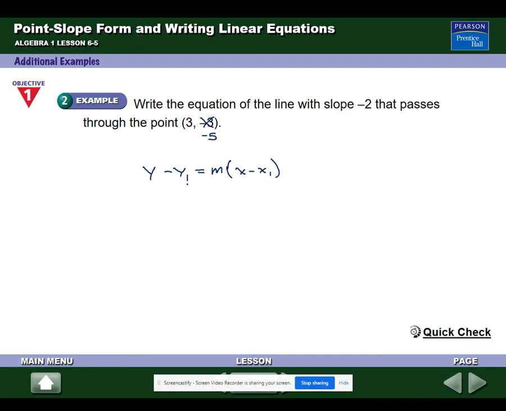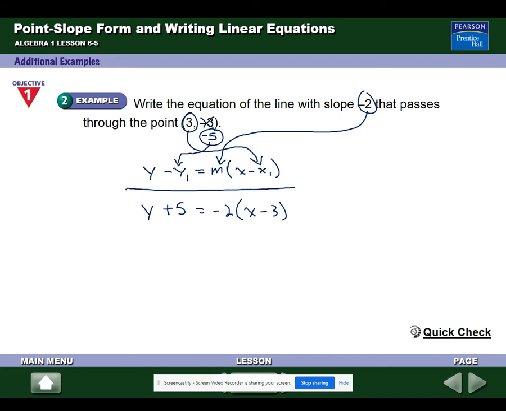And -2, the slope, is going to go in here for m. This is the x value, going to go in here for x1. The -5 is the y value, going to go in for y1. Now keep that in mind that this is negative and this is negative, so y minus -5, change that to plus, equals the slope -2, x minus the number 3. There's point slope form.